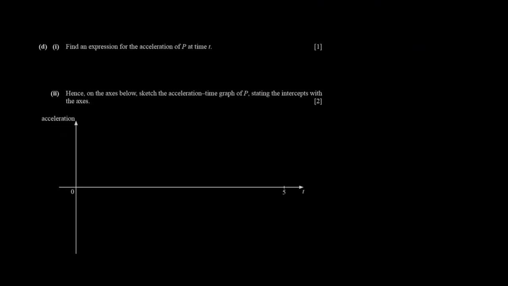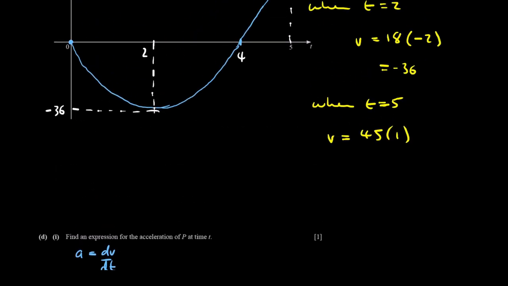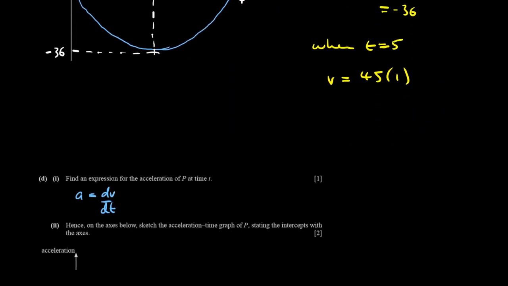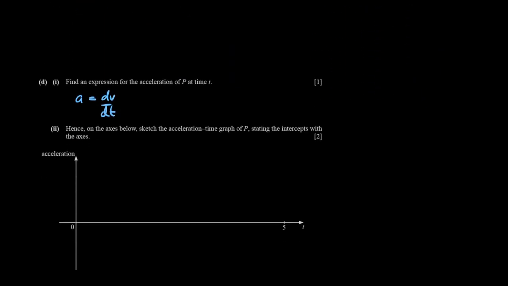All right, lastly, part D, we want to find an expression for the acceleration of P at time t. Well, what is the definition of acceleration? Acceleration is the rate of change of velocity with respect to time. So we've already got velocity, right? Velocity was that 9t bracket t minus 4. So let's write that over here. Velocity was equal to 9t bracket t minus 4.